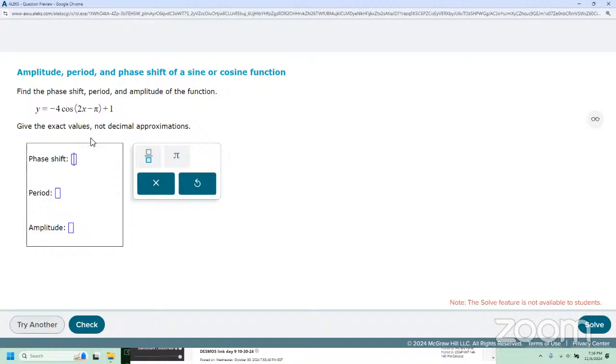Why is it that? So x minus pi? No, that's the phase shift. That's how you find the phase shift. The amplitude is the number in front of the sine or cosine. What's the number in front of the sine or cosine? What stretches the function?